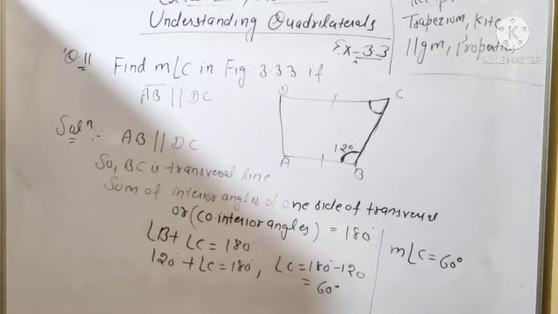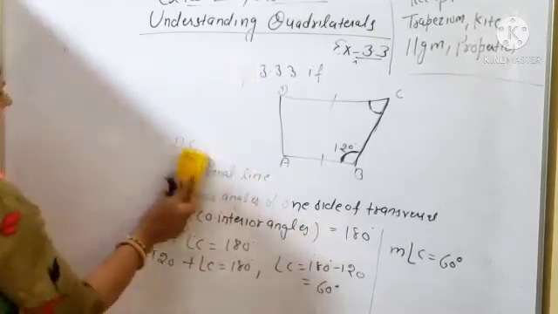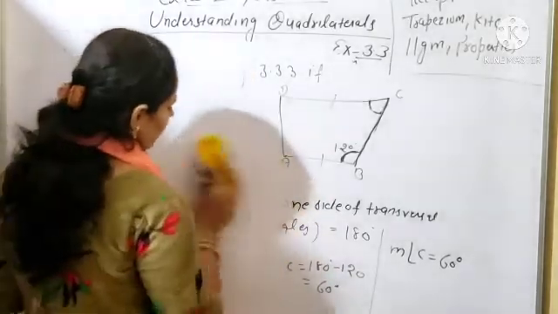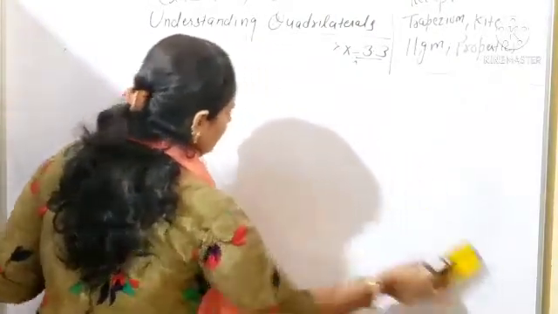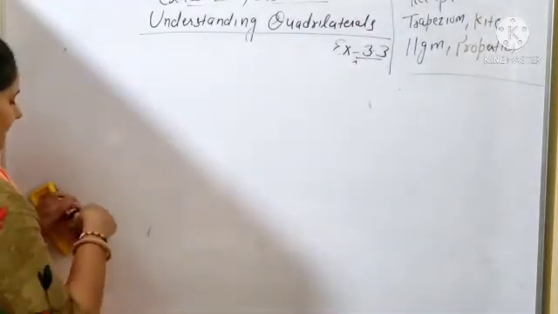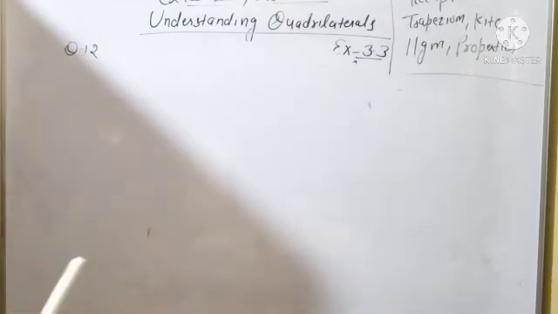Clear, beta? Now last question. Question number 12. Last question of this exercise, 3.3. Question number 12. What is given? Question number 12. Find the measure of angle P.